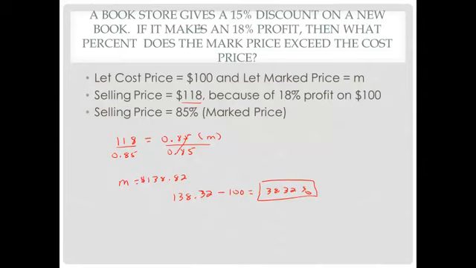So let's walk back through it. It says that the store made an 18% profit. So if the cost price was $100 and they made an 18% profit, 18% of $100 is $18, which gives a total of $118.